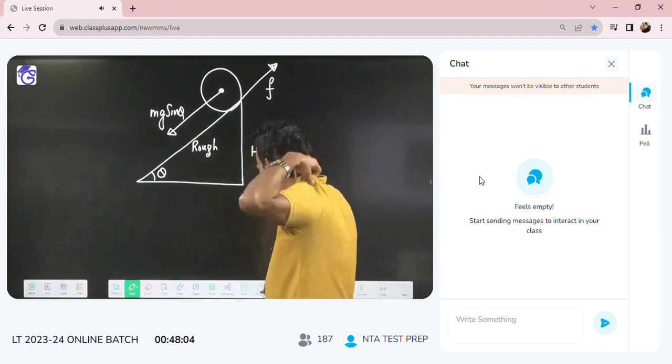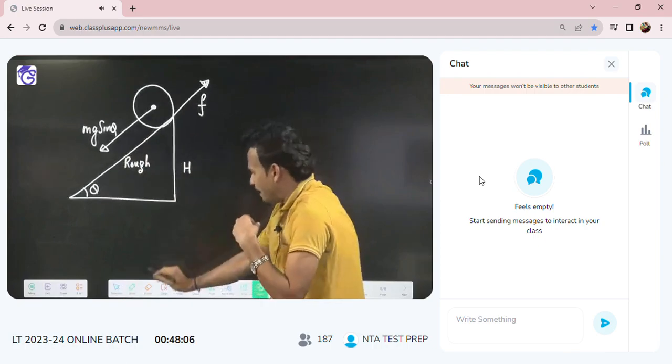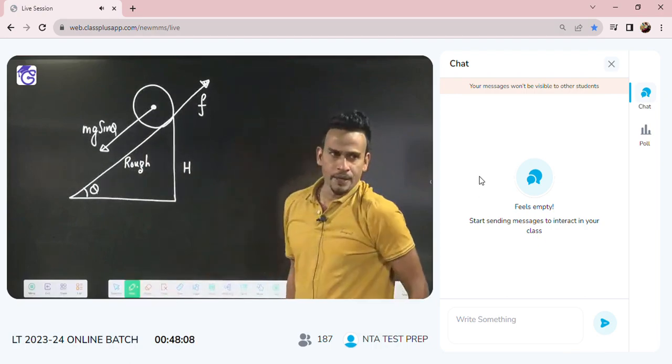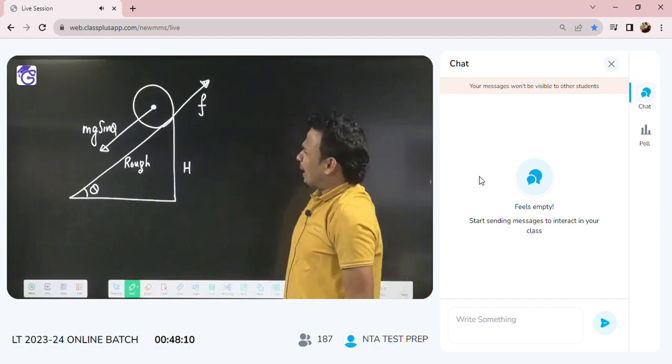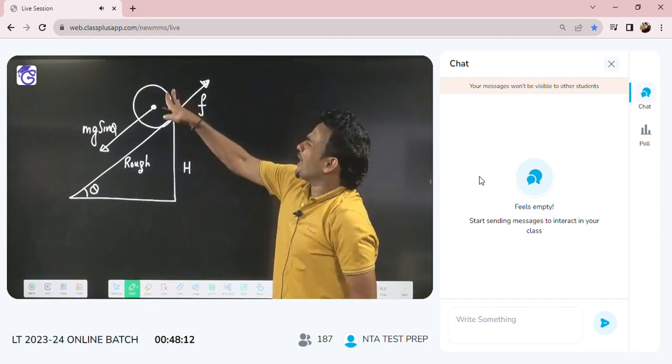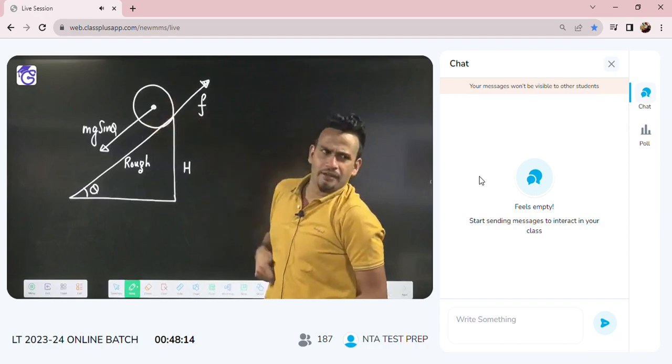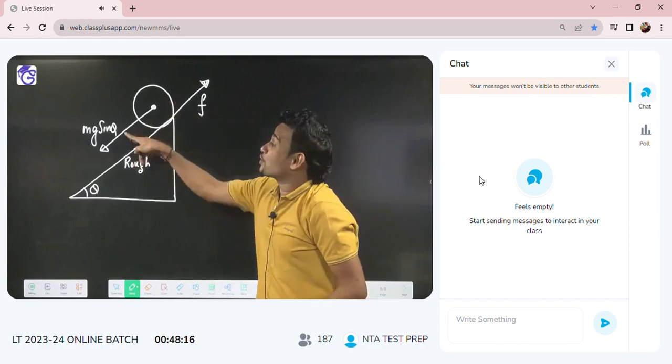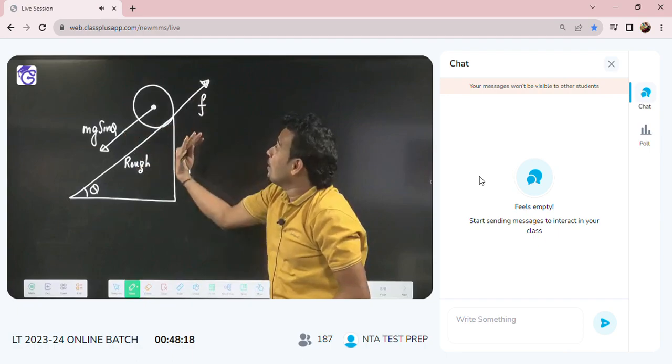Now, once you got this, what will happen? If the body is coming down with an acceleration a, I can write the net force on the body: mg sin theta down, friction up.